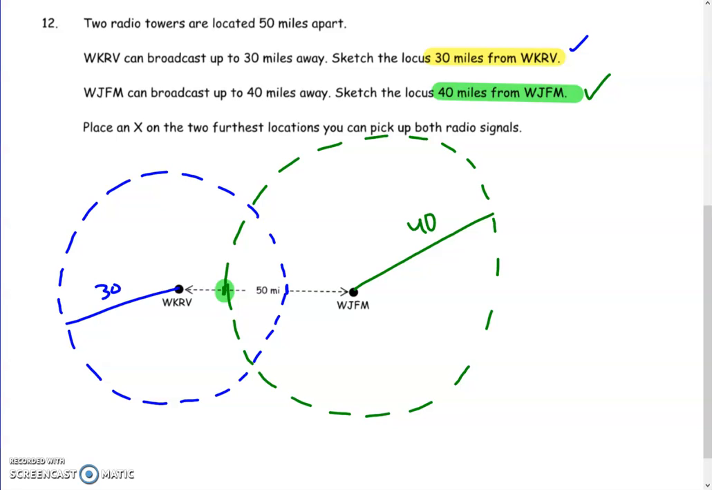Lastly, place an X on the 2 furthest locations you can pick up both radio signals. So that would be where the 2 circles cross. One there and one there. Anywhere beyond that, you're only going to get one or the other.